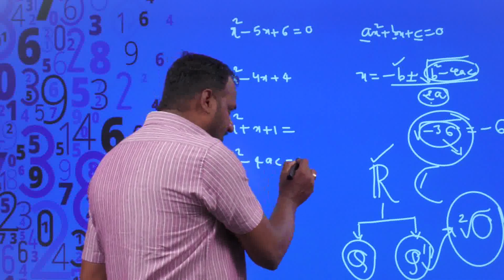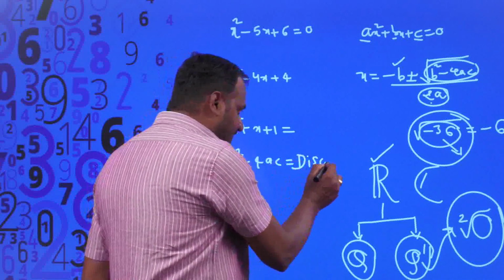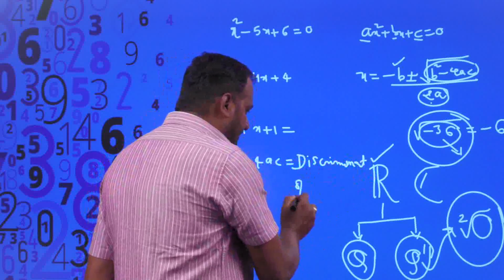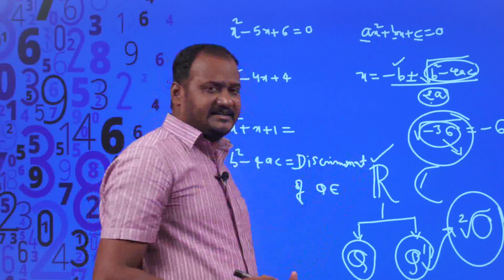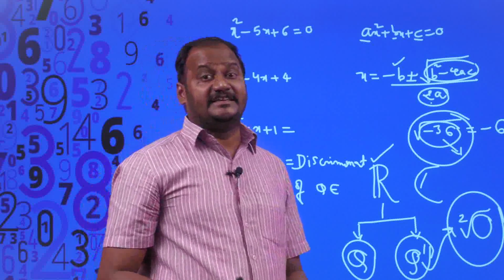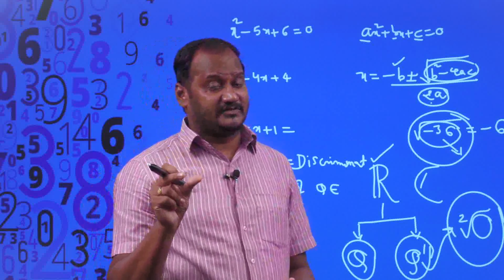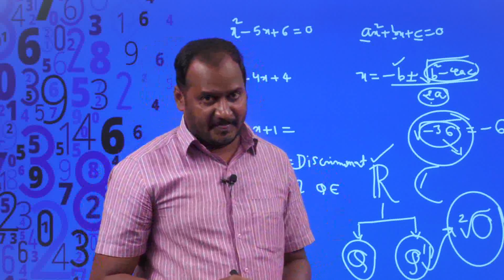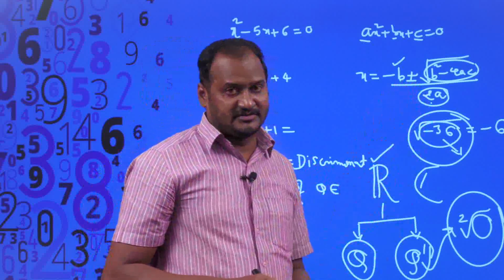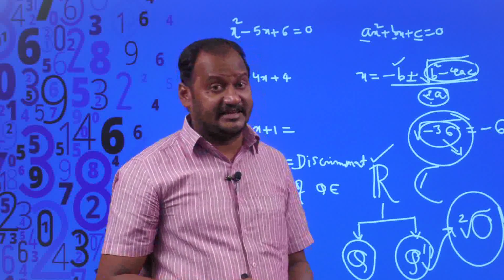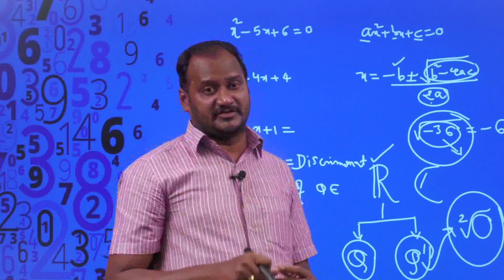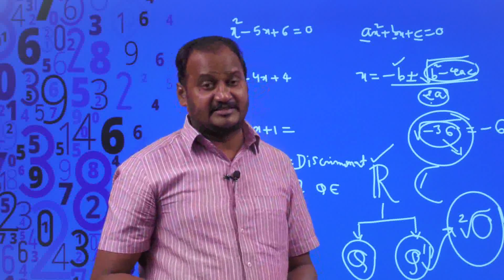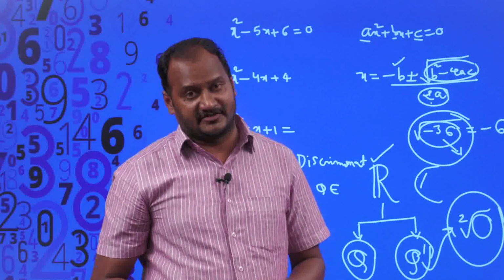So that is why the value b square minus 4ac is called the discriminant. So what do you call that? Discriminant of a quadratic equation. So what is meant by discriminant? Discriminant is the value of the term b square minus 4ac which is inside the square root. That is, b square minus 4ac under the square root is said to be the discriminant of the quadratic equation.